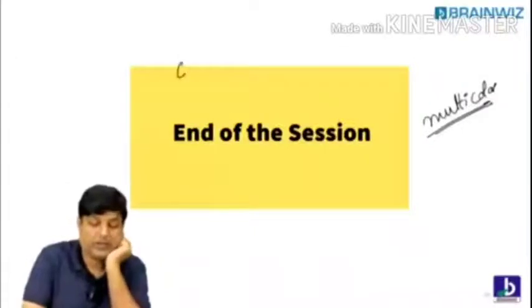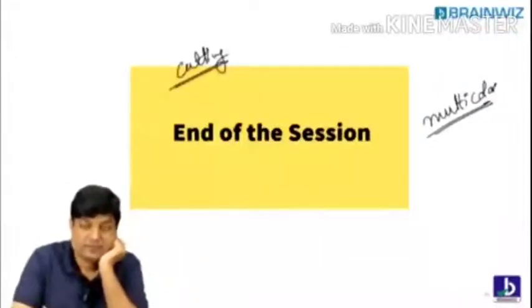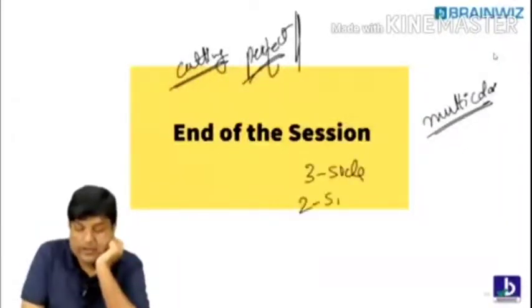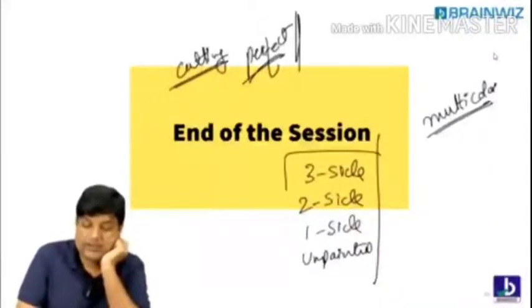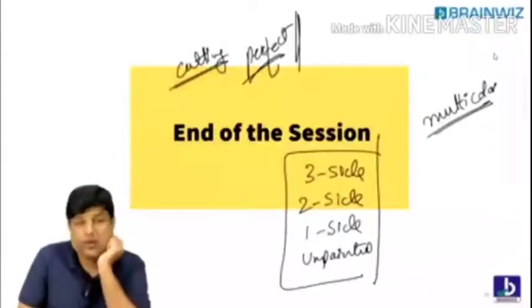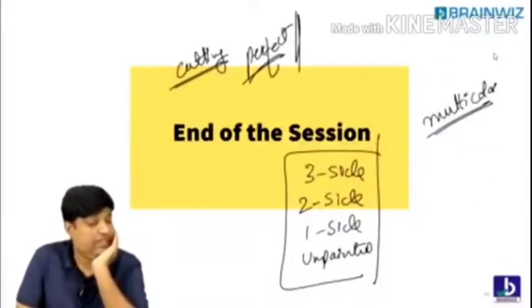Today we have learned cutting perfect cubes, not perfect cubes. We have done 3 side painted, 2 side painted, 1 side painted, and unpainted. All these things we have done for perfect cubes and non-perfect cubes. Are you understanding, everybody?